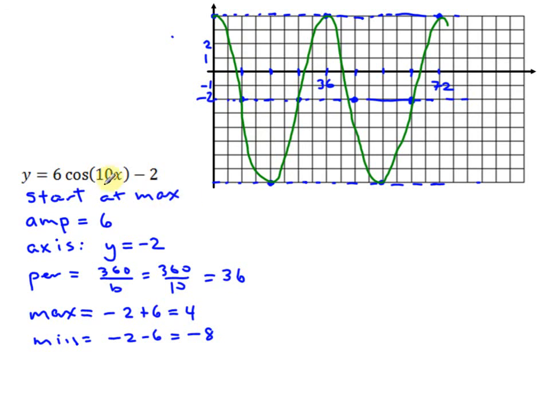Just to recap, when you look at your equation, you determine where it starts based on the function, based on whether it's positive or negative. You find your 5 characteristics. You set up your scales. You draw lines at your max, middle, and min, and then you can place points at all the important locations and then draw your graph. That's it.